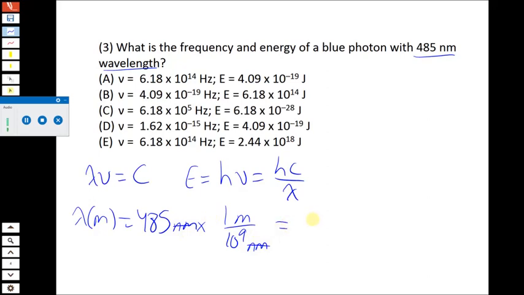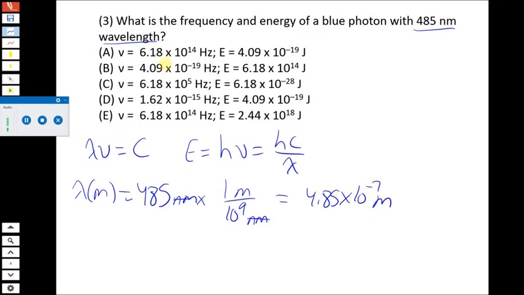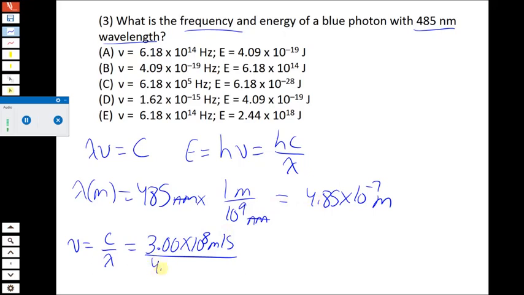So when we divide that, we get 4.85 times 10 to the minus 7 meters as our wavelength. And that number we can then put into these equations. So if we're going to solve first for the frequency, using the first equation, frequency nu is equal to c divided by lambda. c is the speed of light. It's on our periodic table, so we don't have to memorize it. It's 3 times 10 to the 8th meters per second. And we're going to divide that by this wavelength, 4.85 times 10 to the minus 7 meters. And so we get 6.18 times 10 to the 14 hertz.